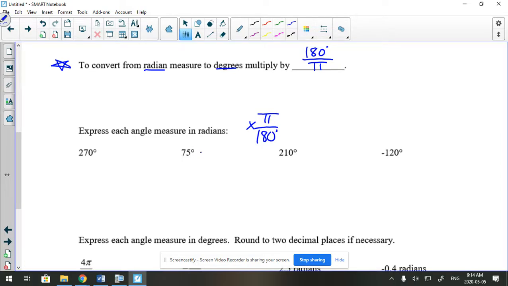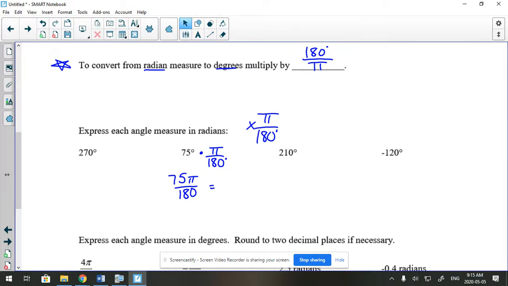If I want to convert this one to radians, I'm going to multiply by pi over 180. And we like to keep radians exact. So what I do to solve these is when you multiply it, you're going to get 75 pi over 180. And then we're going to leave it that way instead of actually multiplying it out, because then you're going to have to round at the end because pi is a decimal that goes on forever.